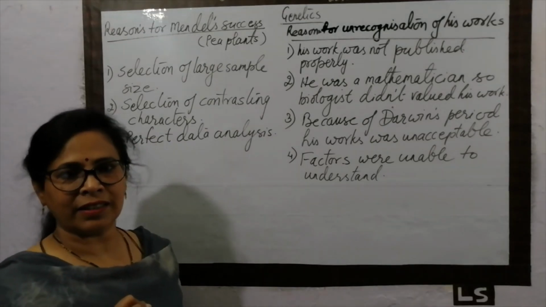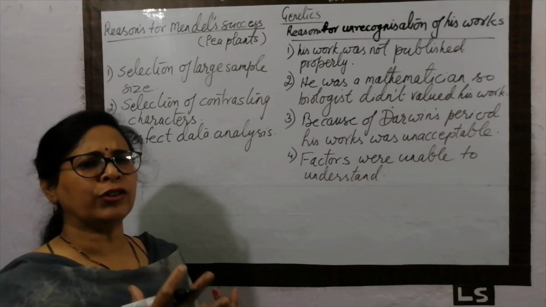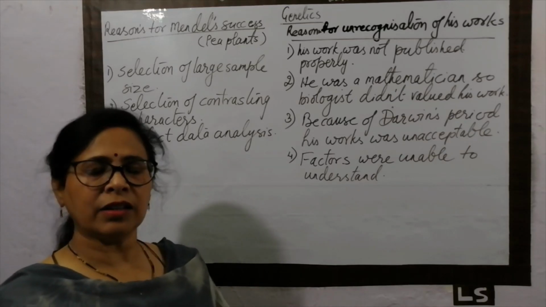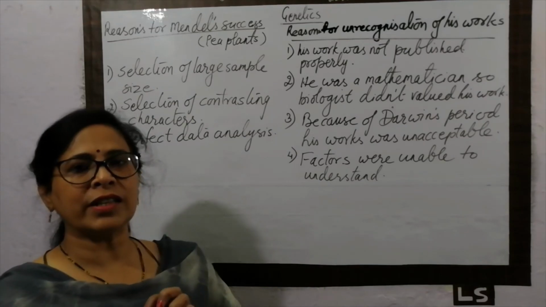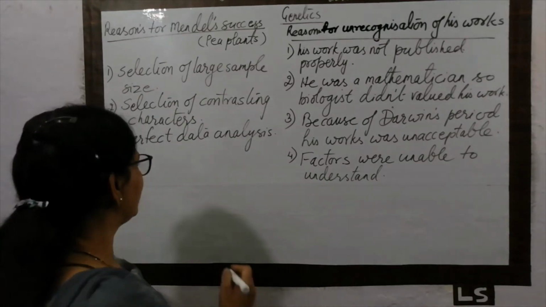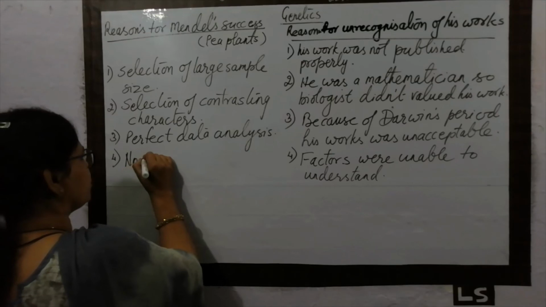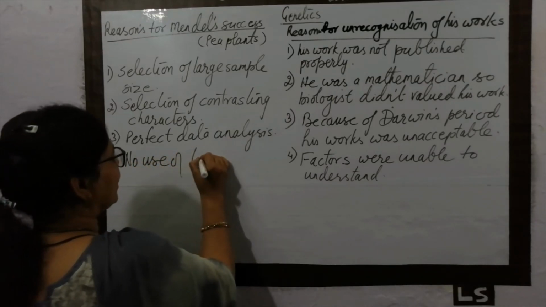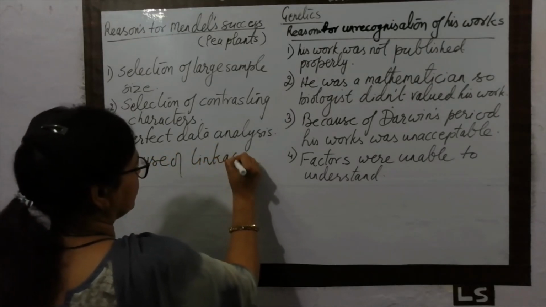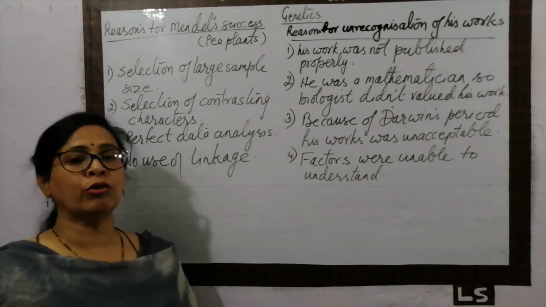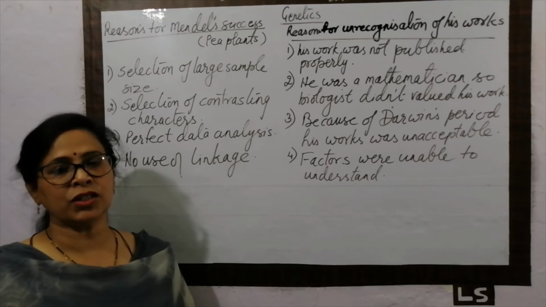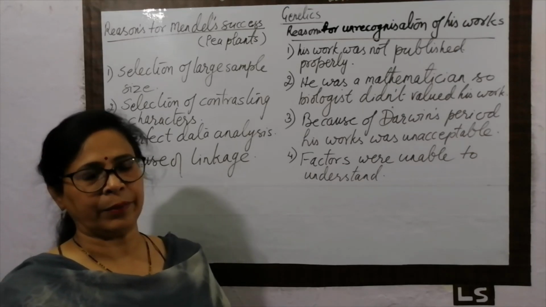One more reason is there. He did not move towards complication. He did not collect any sample involving complications, such as linkage. So he did not use any linkage to make the process more complicated. So these are the 4 reasons why Mendel succeeded in this field.